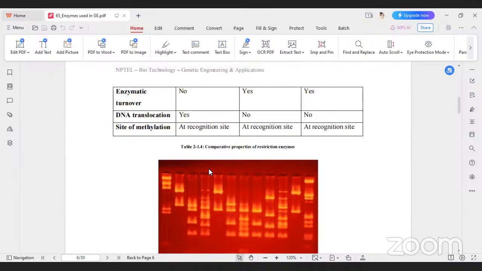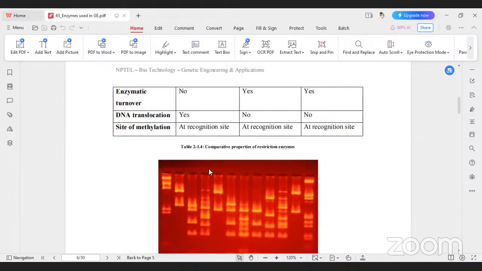Enzyme turnover number: no turnover number for the first, but turnover number is present in endonuclease type 2 and 3. Turnover number means enzymatic turnover within a minute: one enzyme converts into how many products. If an enzyme acts on one substrate, after 1 minute how many products are formed? The product number is called the turnover number. It is specific to each and every enzyme.